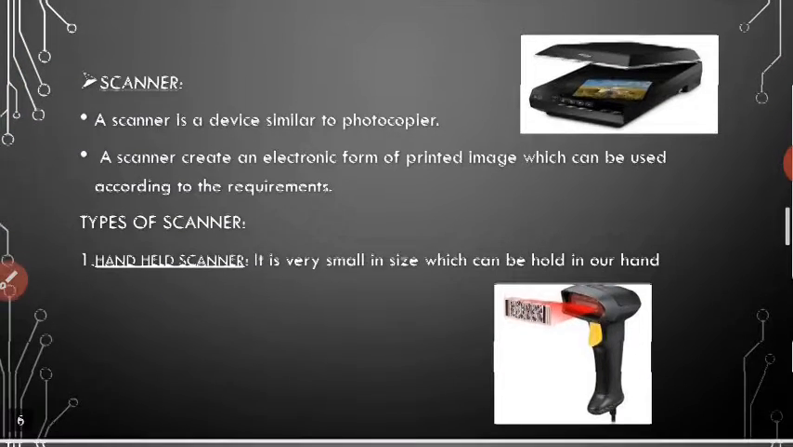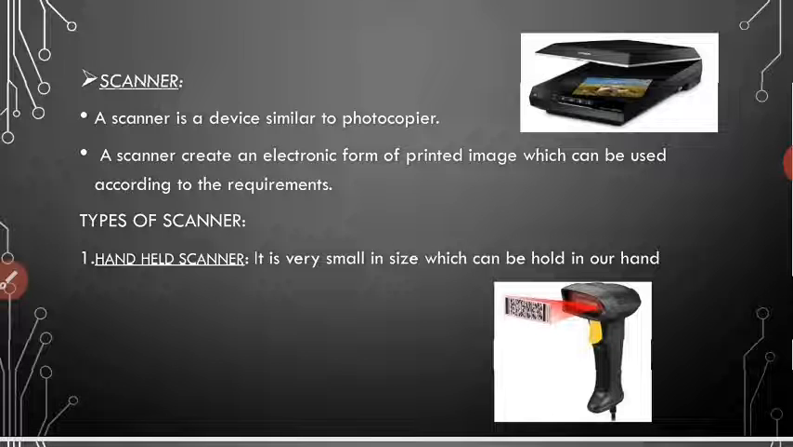Next one, we talk about a scanner. A scanner is a similar device, just like a photocopier. Means with a photocopier, we take the copy of any paper or any book or any content. The same thing is performed by a scanner. It also takes the copy of any paper. A scanner creates an electronic form of a printed image which can be used according to the requirement. That means the image is captured and stored in our computer system, so that you can send that image by email from one person to another person.